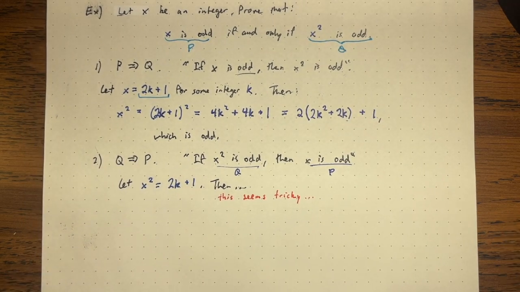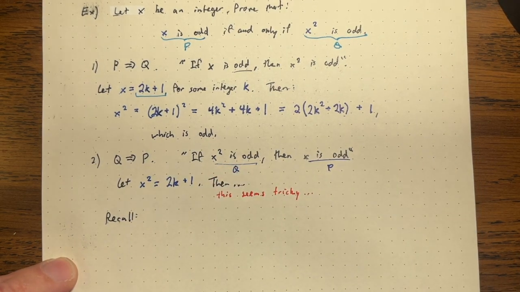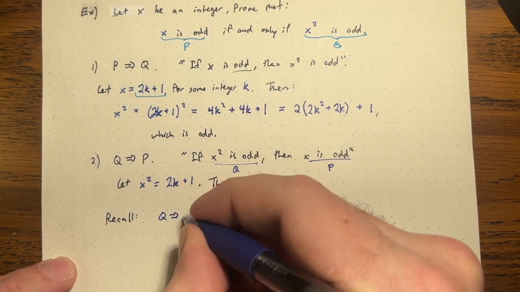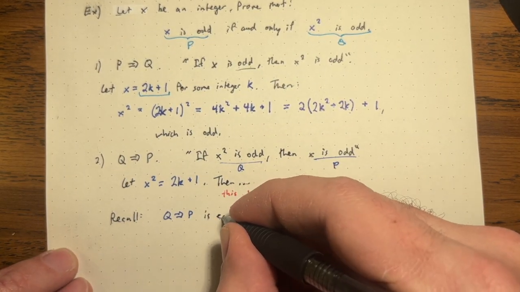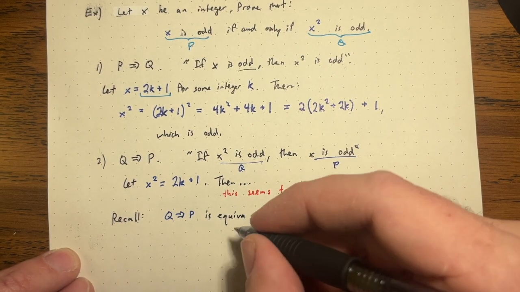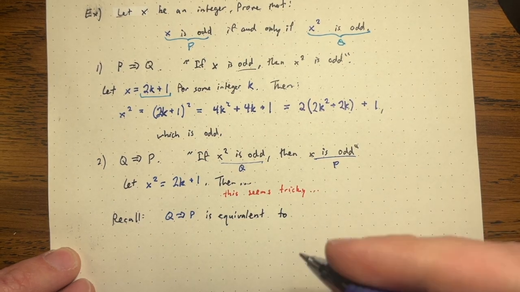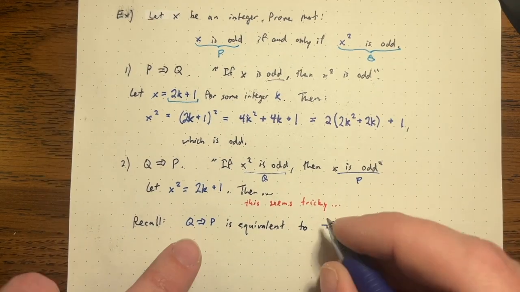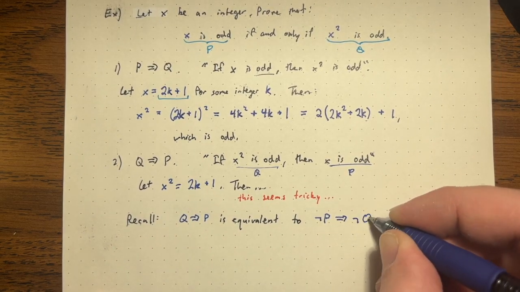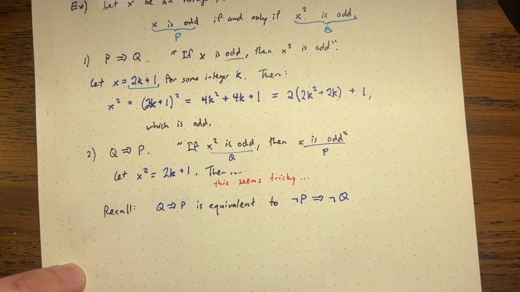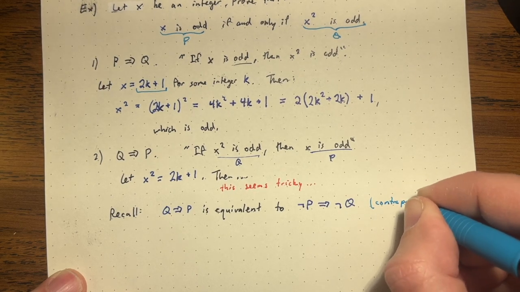And so there's another idea that we can use here. Let's recall something. Q implies P. We don't have to prove Q implies P directly. Q implies P is equivalent to, not P implies Q, that would be the converse, those are not equivalent. But Q implies P is equivalent to the contrapositive, where I put not on each and switch them. So not P implies not Q. And what would that be? That's the contrapositive.